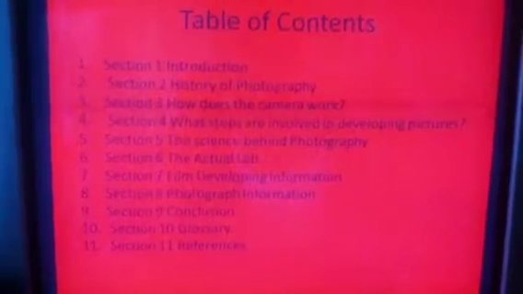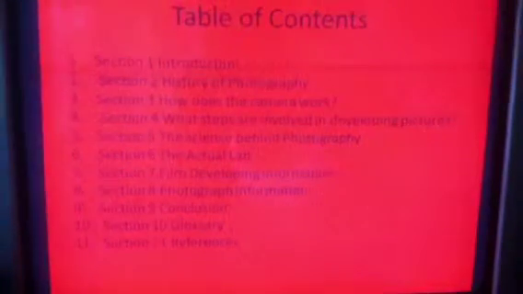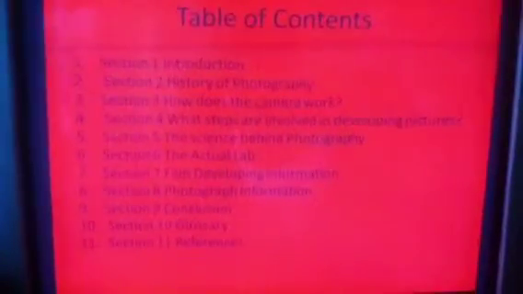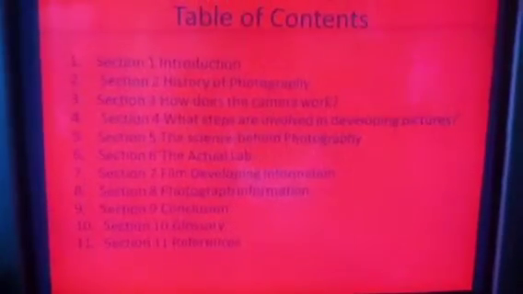The table of contents. First, we'll be going through the introduction, then the history of photography, how does the camera work, what steps are involved in developing pictures, the science behind photography, the actual lab, film developing information, photo information, conclusion, glossary, and references. Enjoy the show.